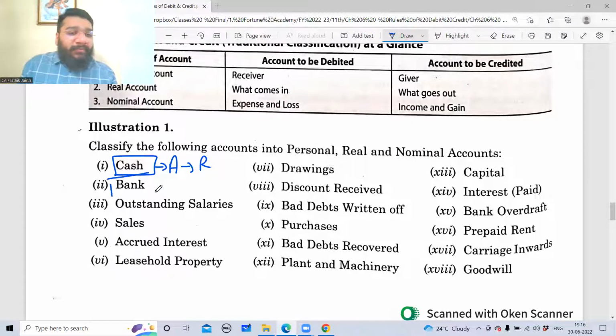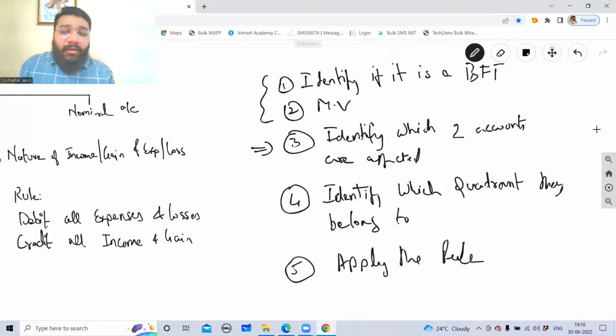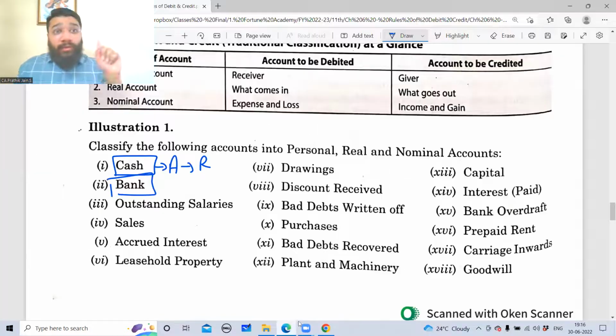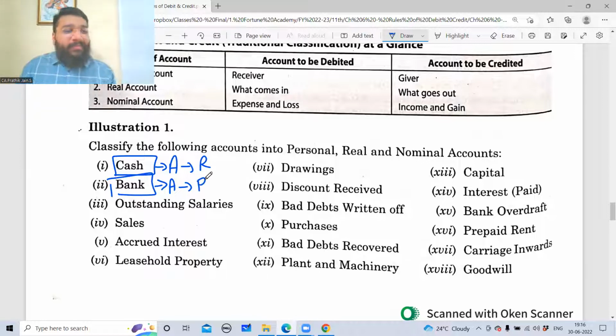Bank, guys. Bank, first of all, they have themselves chosen the account. It's a bank account. Before you say the last step, you have to tell me which quadrant it belongs to. Bank belongs to asset quadrant. So which rule will you follow? For assets, you have 2 rules. One is personal and real. Bank is an artificial personal account. So the rule you will follow is personal. Comfortable? Next is outstanding salaries.